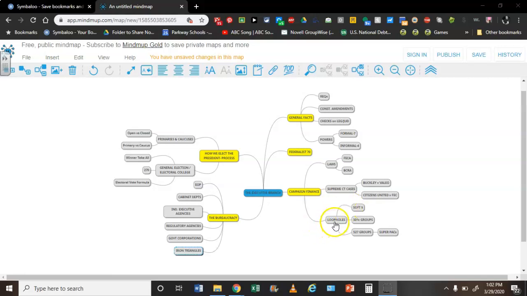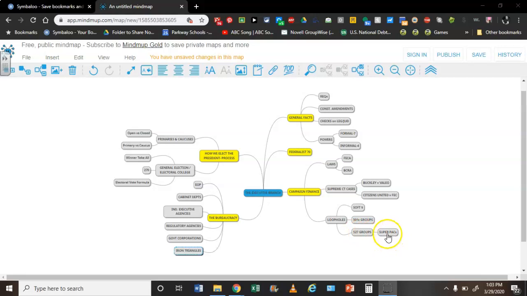And then you needed to know the loopholes that these laws created. So for the FECA, you need to know what soft money is in comparison to hard money. And then for the loopholes for the BCRA, 501c groups, 527 groups, and super PACs.